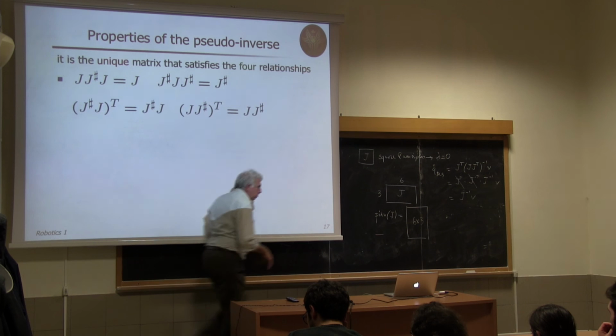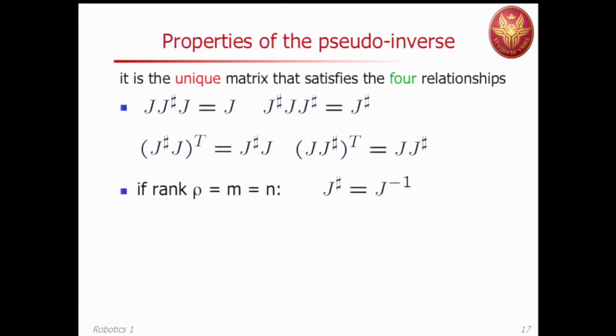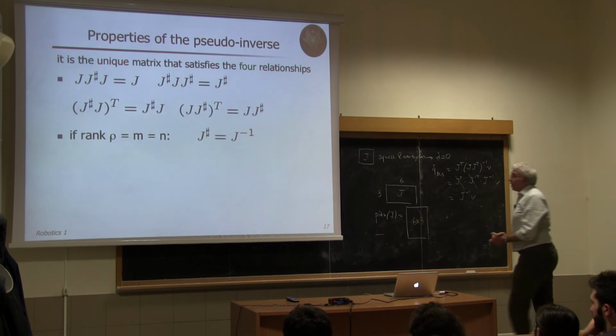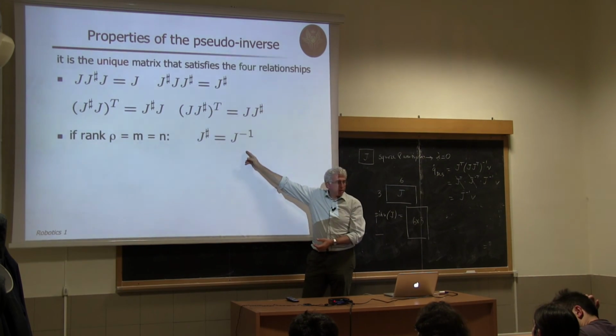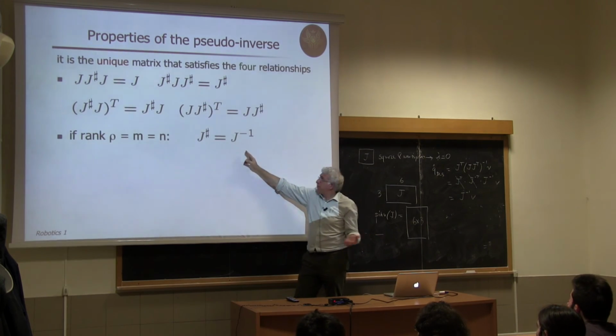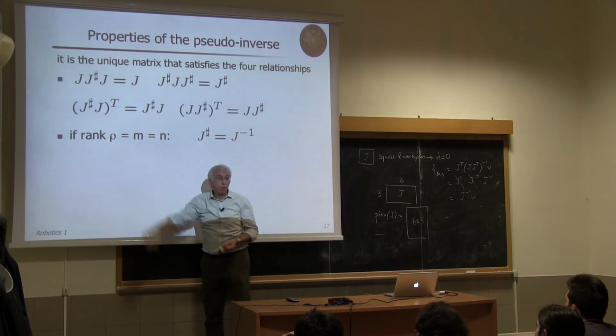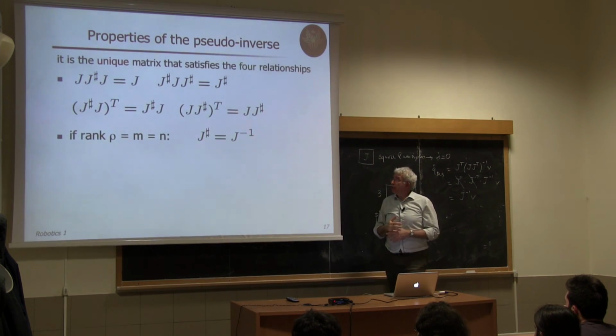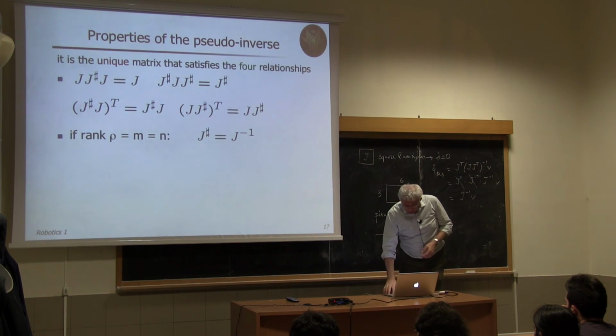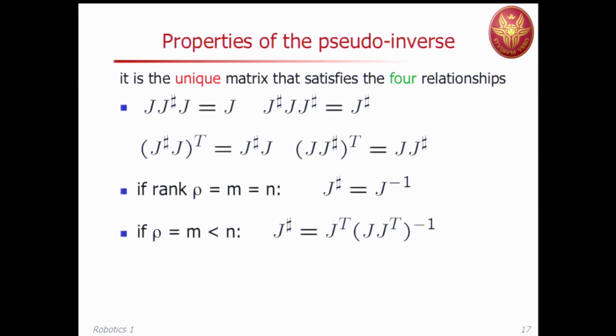This is it. There always exists such a matrix. Now, there are cases where you can give an explicit expression to this matrix. For instance, if you have a square J and it has full rank, so the determinant of J is different from 0, then the unique pseudo-inverse is exactly the inverse. So this is a natural generalization. In fact, J to the minus 1, when it exists, satisfies all 4 definitions of the pseudo-inverse.